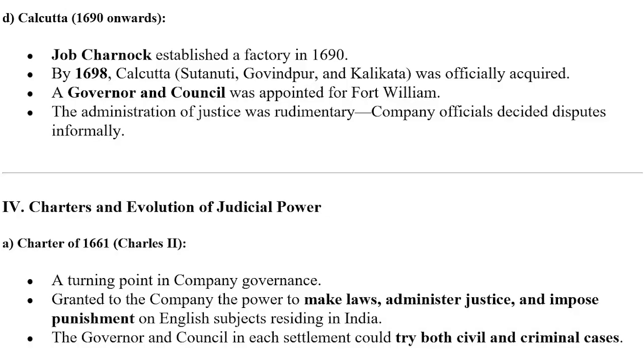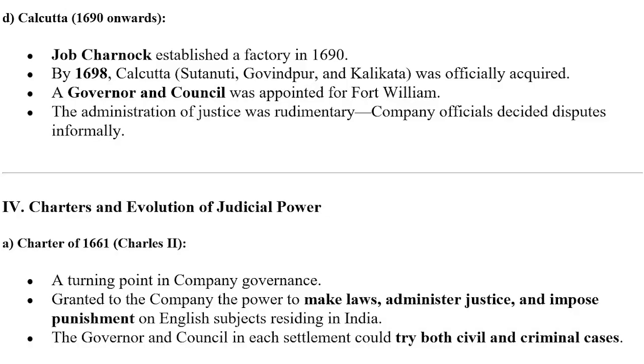In 1668, we see that the governor and council, as in Madras, in Bombay also were authorized to make laws, administer justice and appoint judges as well. Calcutta was also officially acquired by 1698. The factories were set up in all the 4 locations. There too, a governor and council were appointed. They were in charge of the administration of justice, but it was very rudimentary, very basic. Company officials decided disputes among themselves informally.